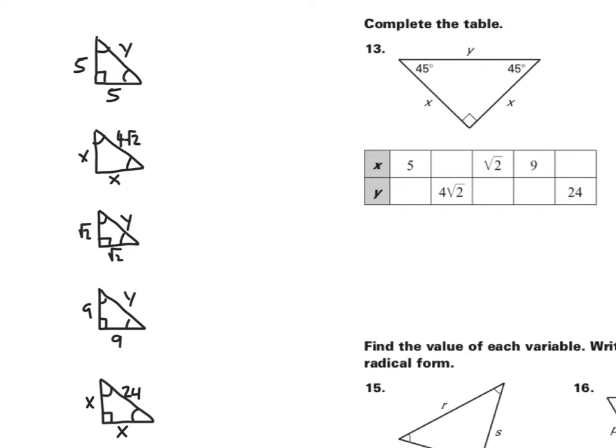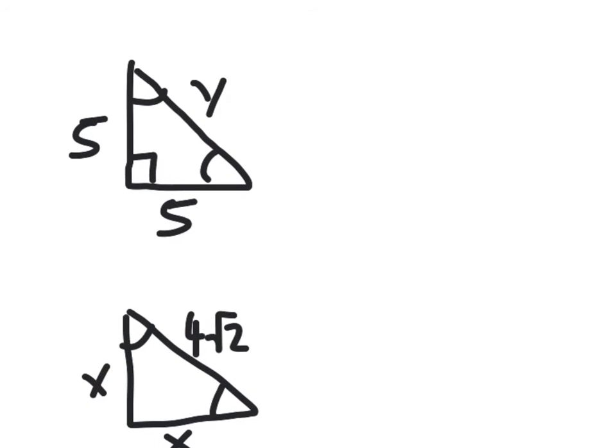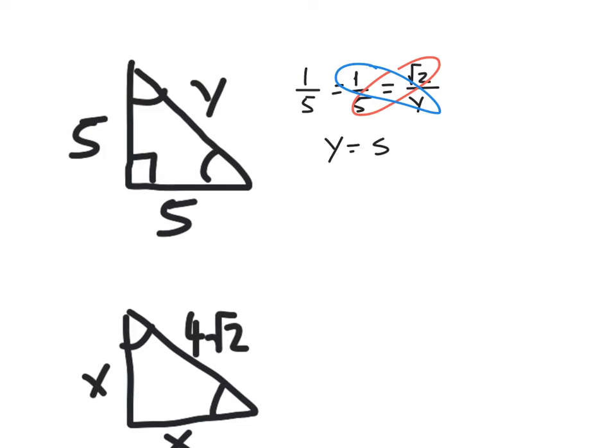And let's go ahead and solve. So looking at our first one, set up my proportion. 1, 1, square root of 2. Remember, we're dealing with a 45, 45, 90 triangle now, so I got to go back to 1, 1, square root of 2. So I've got 5, 5, and y. Cross multiply. 1 times y equals 5 times the square root of 2.